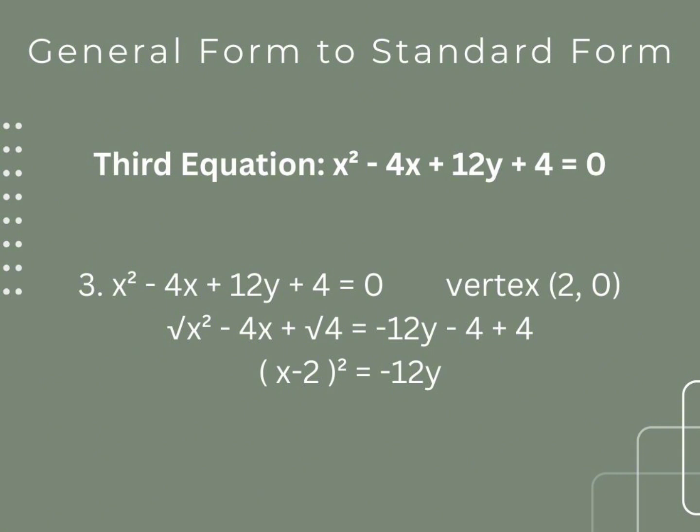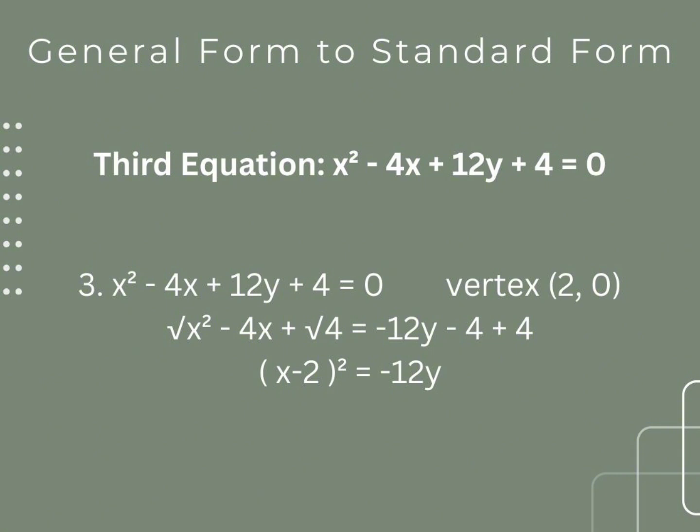Now, complete the square. To complete the square, take half of the x coefficient, which is negative 4, and square it. (Negative 4 over 2) squared equals 4. Now, add 4 to both sides. x squared minus 4x plus 4 equals negative 12y minus 4 plus 4. (x minus 2) squared equals negative 12y.